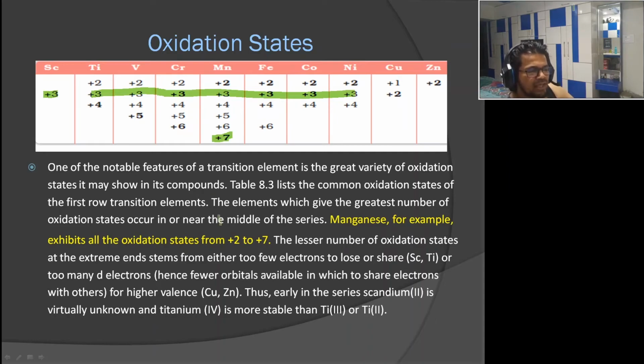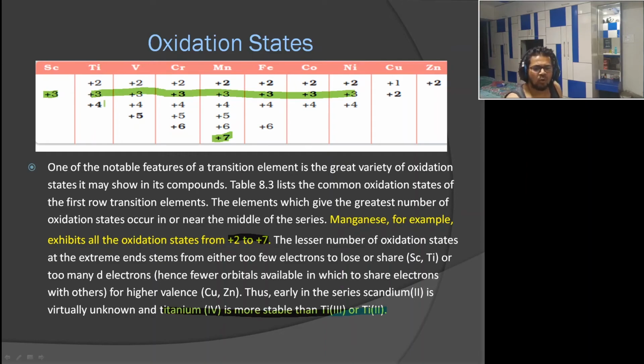Mn shows the maximum range, +2 to +7. That's the part there. And stability wise we can say scandium +2 is virtually unknown, titanium 4+ will be more stable than titanium 3+ or titanium 2+. Why? Because titanium is atomic number 22, argon 4s2 3d2. It loses all 4 electrons and achieves the configuration of argon. So basically oxidation state stability will be with respect to half filled and completely filled configurations. But in certain places we will have exceptions also.